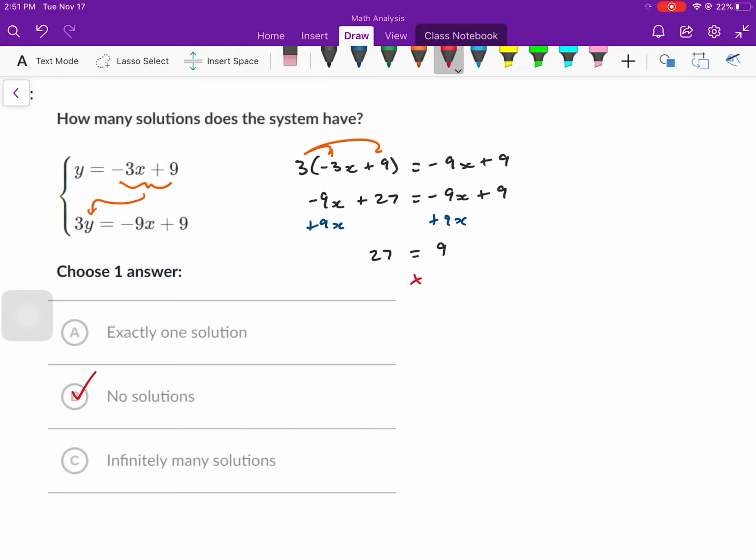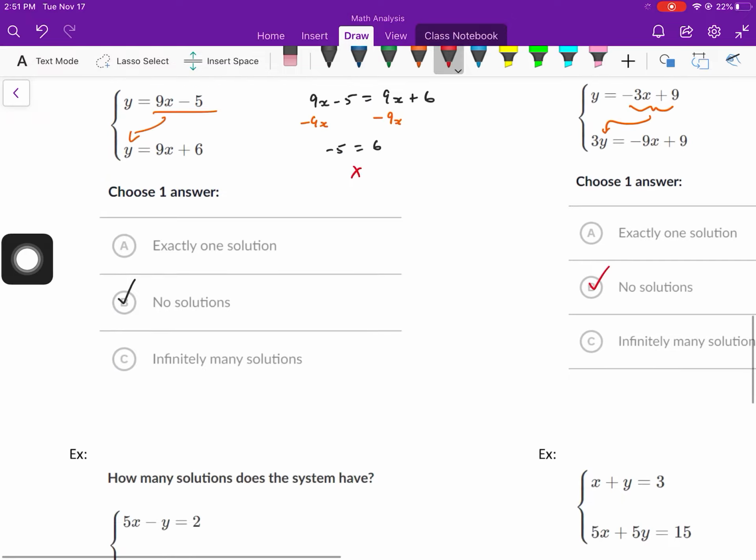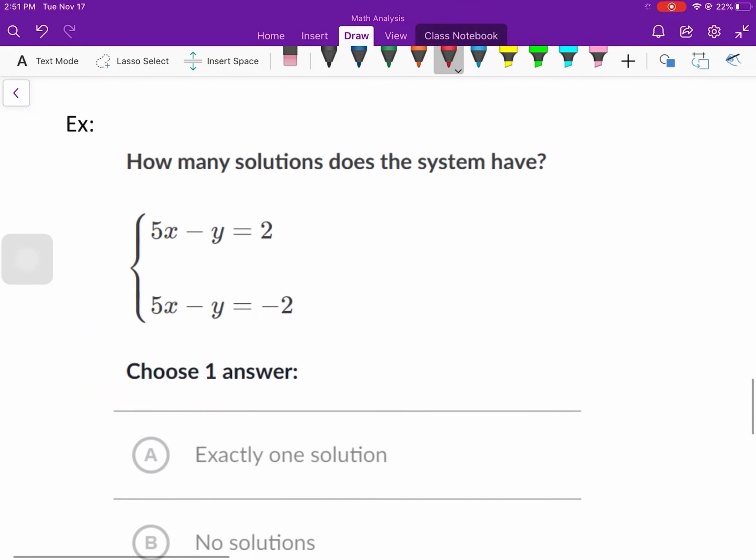If you did end up with the true statement, let's just say you end up with 27 equals 27, that would be infinitely many solutions. I should have found one to show you an example of that. Some of you might see, hey, I can divide the 3 to get y by itself, analyze the slopes once again, and realize the same thing like in the last problem. Let's look at elimination and see what happens.